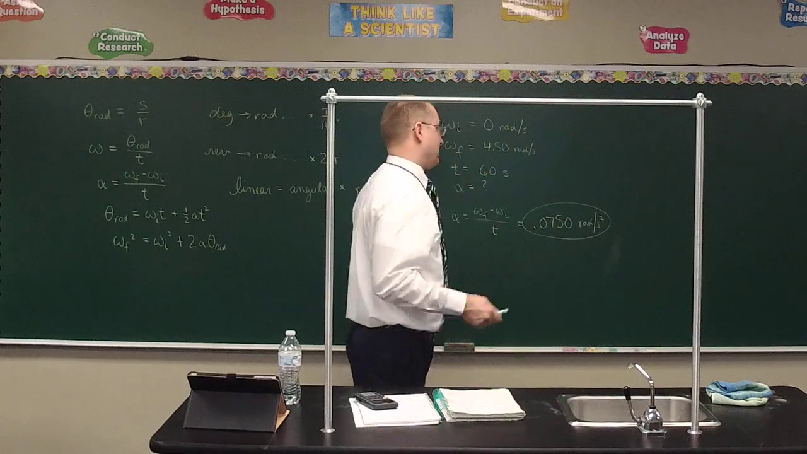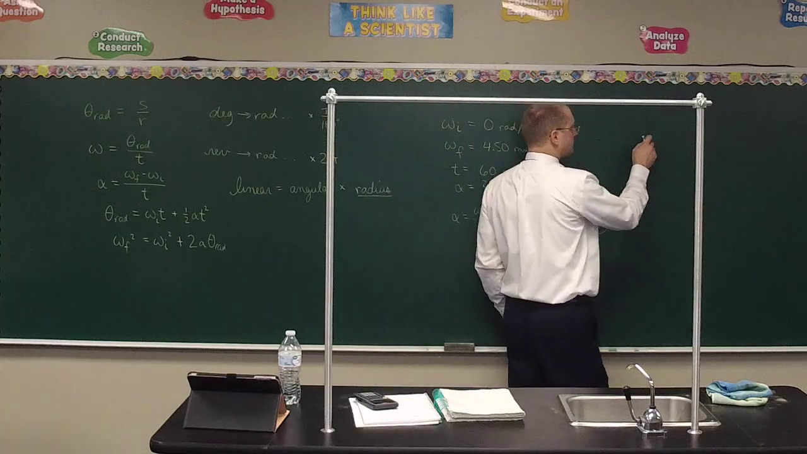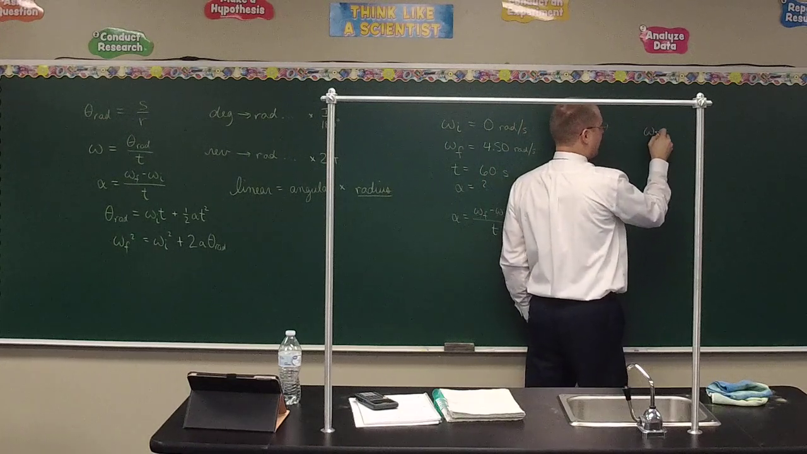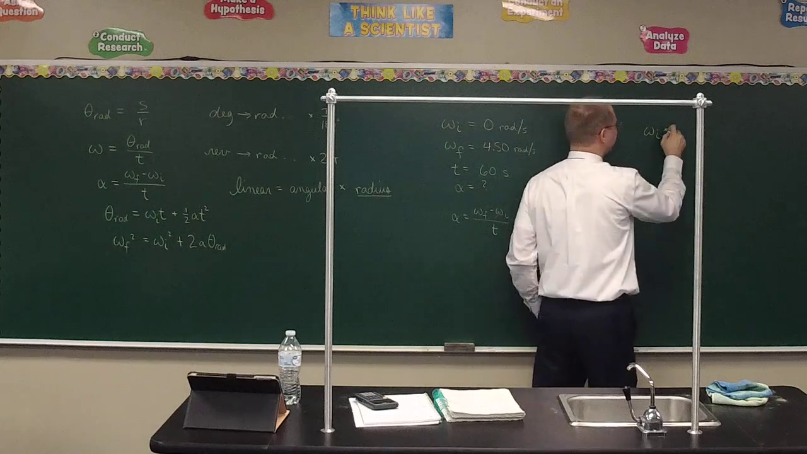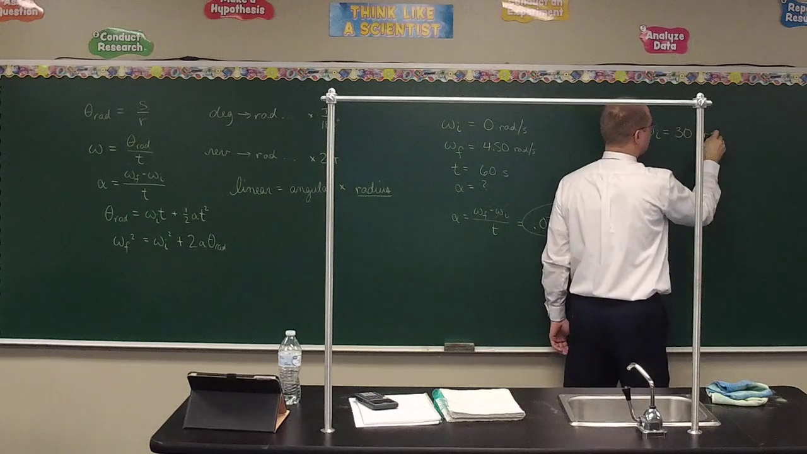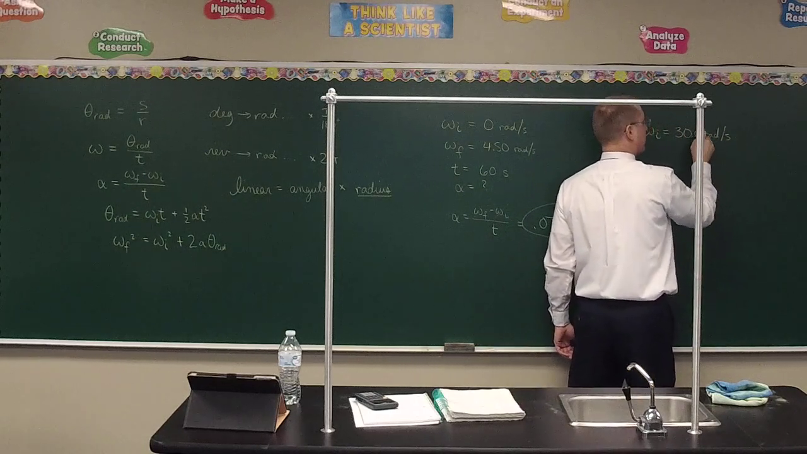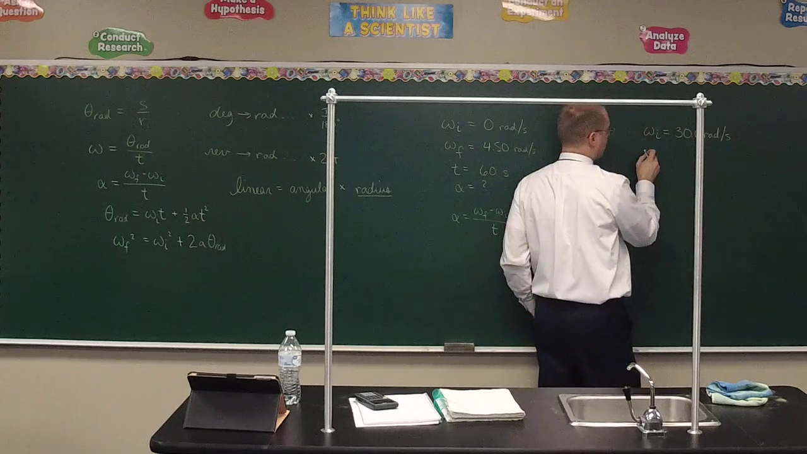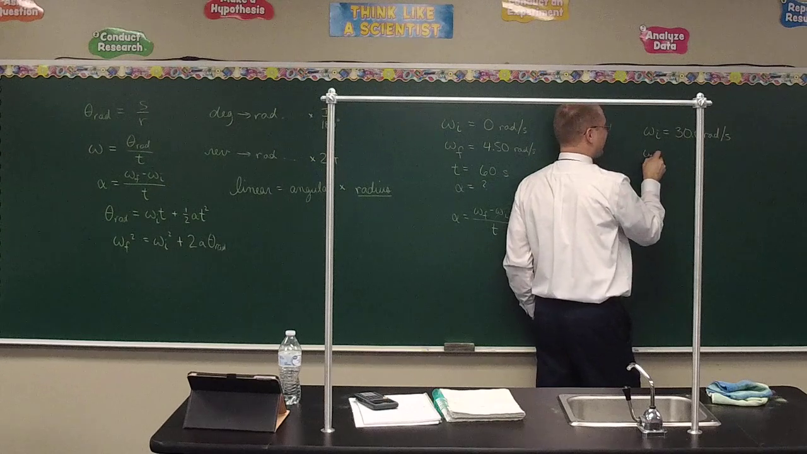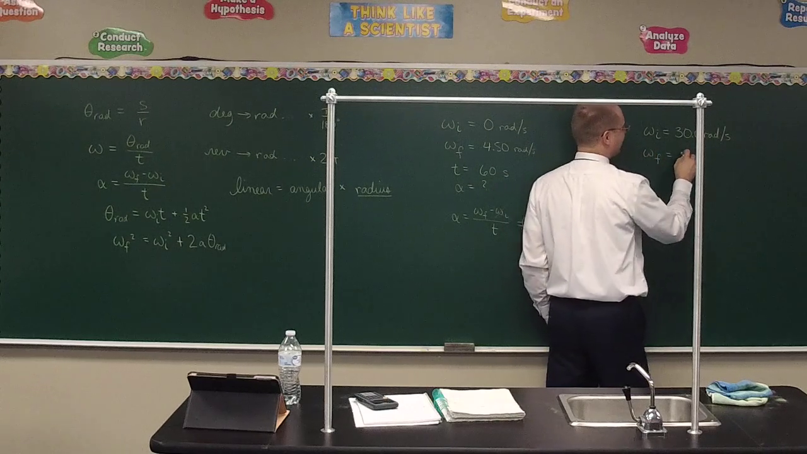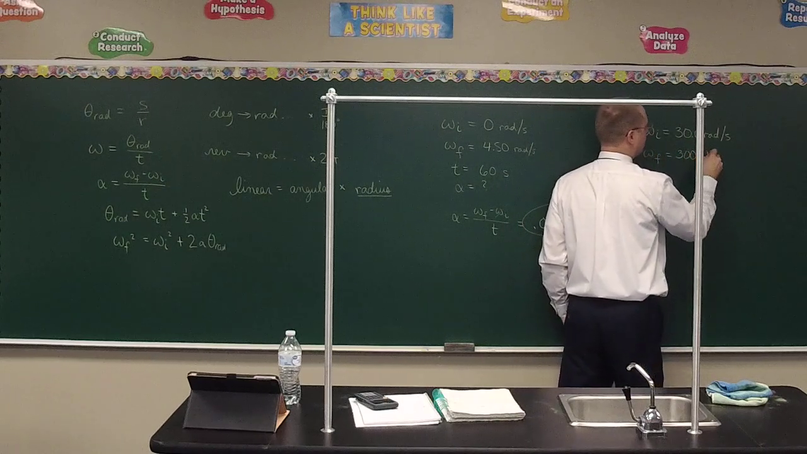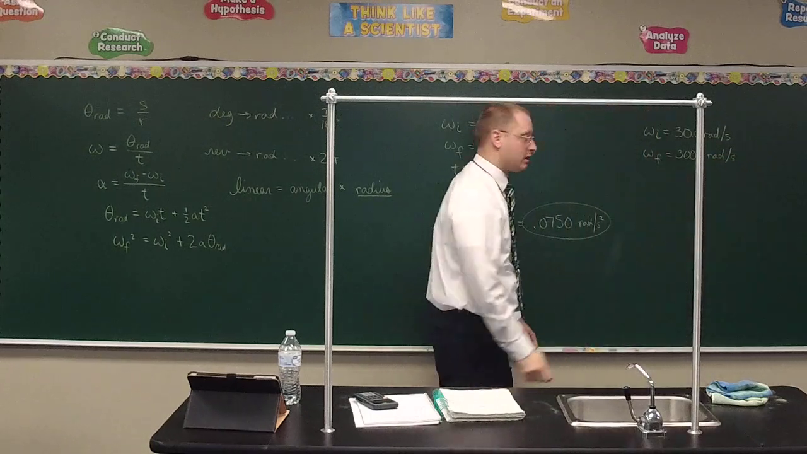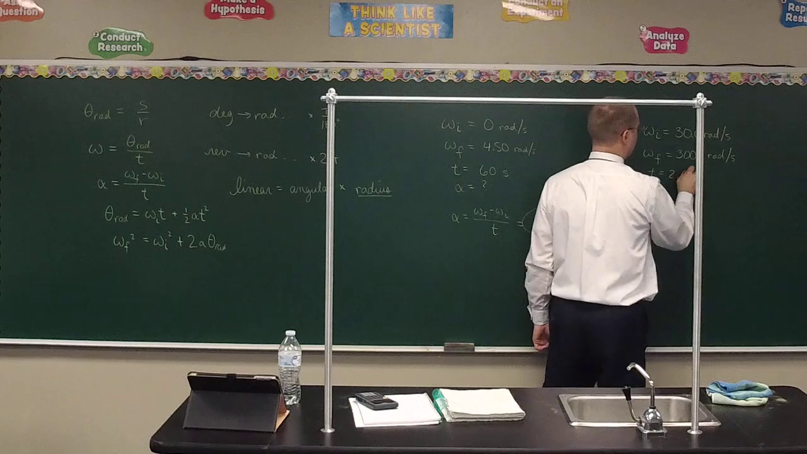So the first number I need to write down: the initial angular velocity equals 30.0 radians per second. And the next number, the final angular velocity, omega sub F, equals 300 radians per second. So I'm feeling 3 sig figs here. The next number, the time, is 2.00 seconds.